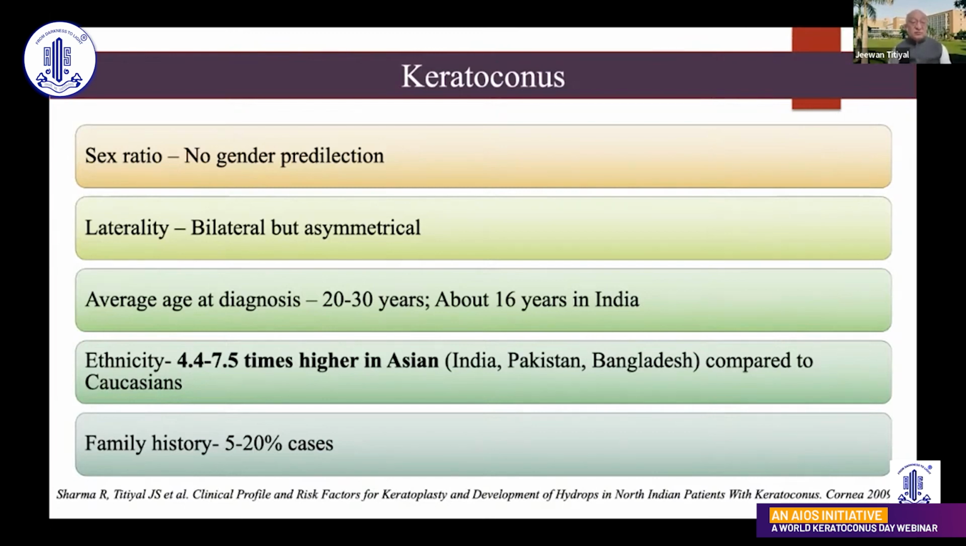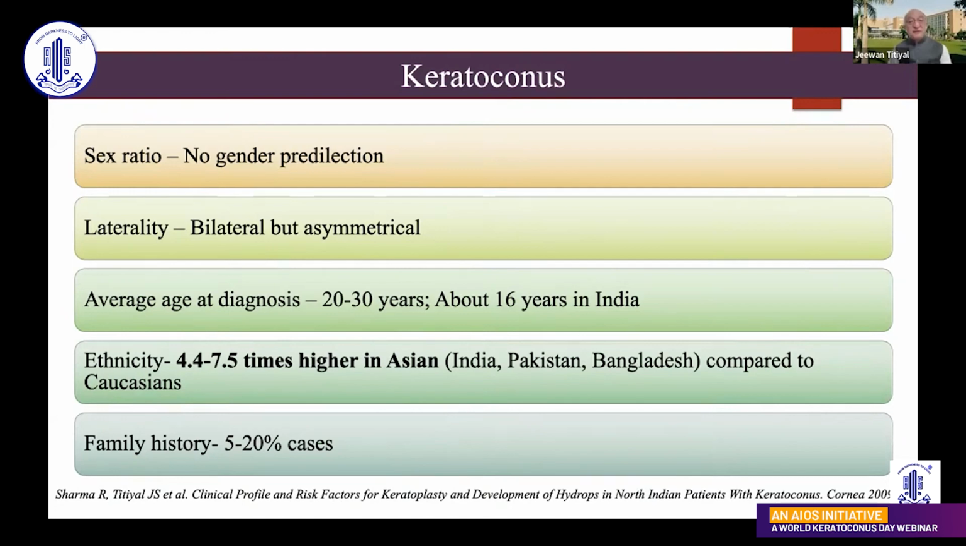Ethnicity also, as I talked about in the prevalence, in India, Pakistan, Bangladesh, the chances of people suffering from keratoconus are almost 5 to 8 times more than in other countries. Ethnicity has a significant role in the prevalence of the disease. Therefore, if you look at hospital stats or data, we'll see more keratoconus patients than if you are practicing in Russia or the USA.